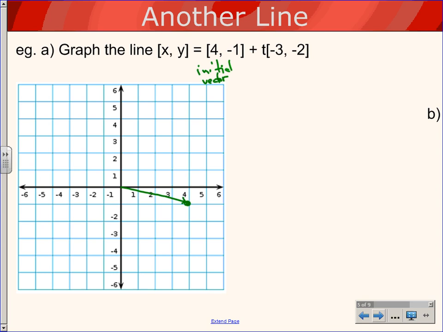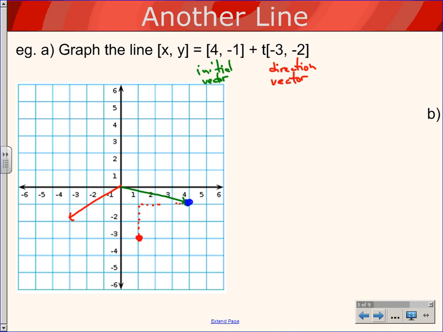The direction vector is the minus 3, minus 2. And that's telling us how to find more points. So now that we're on the line, right here, we've hit the line somewhere. We just need to find more points on it. So the direction vector is minus 3, minus 2. That looks like this. Okay, that's minus 3, minus 2. But I'm going to use that from the point that we had. So I'm going to go left 3 and down 2 to get another point.